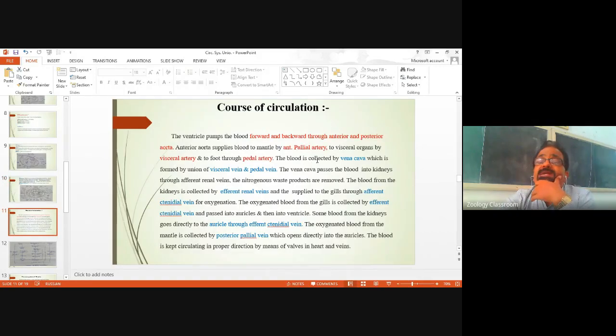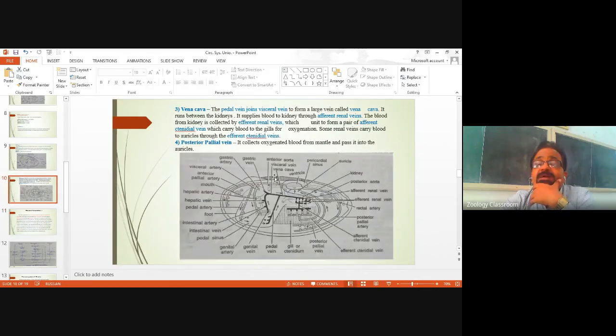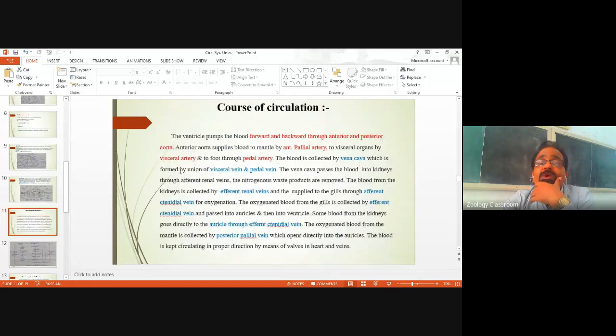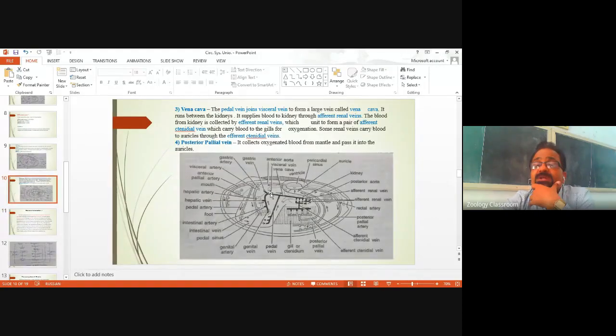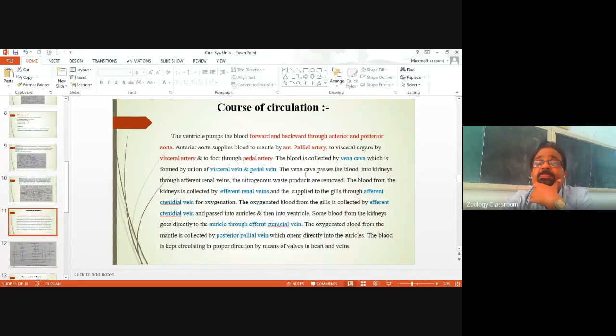The blood is collected by the vena cava. Blood is collected by the vena cava from all the visceral organs and from the foot, formed by the union of the visceral and pedal veins. So this is the visceral vein. This is the pedal vein. The union of the two forms the vena cava. The vena cava passes the blood to the kidneys.